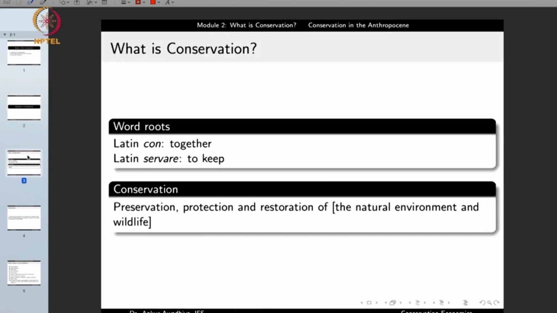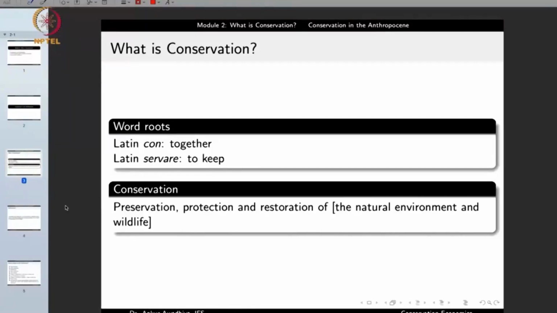Now we have seen before what conservation is. Conservation comes from the two Latin word roots, con, which means together, and servere, which means to keep. So literally, conservation means to keep something together. Now, what is this something?